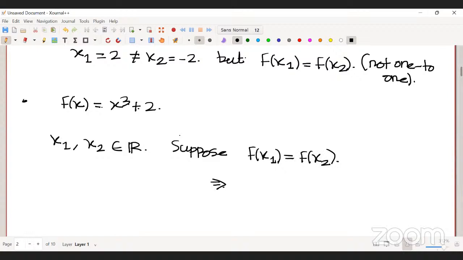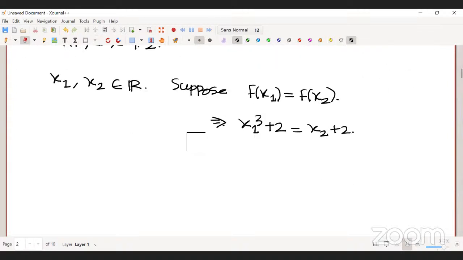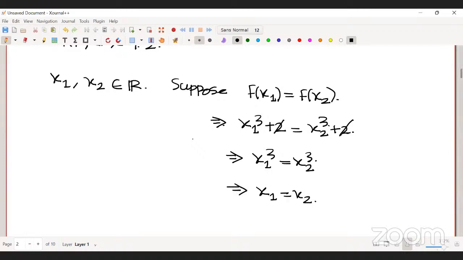That means f of x1 is x1 cube plus 2, which is the same as x2 cube plus 2, right? So I can cancel 2 from both sides. What I have is x1 cube equal to x2 cube. And I know if the cubes of two numbers are the same, then both numbers are precisely the same. That means x1 is equal to x2. So basically what I proved is that if the images of two elements are the same, then both elements are the same, which is what we need to show to prove that f is a one-to-one function. So that means my function is one-to-one.